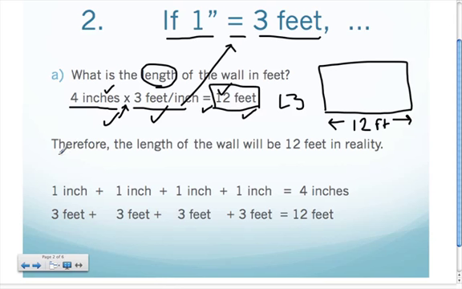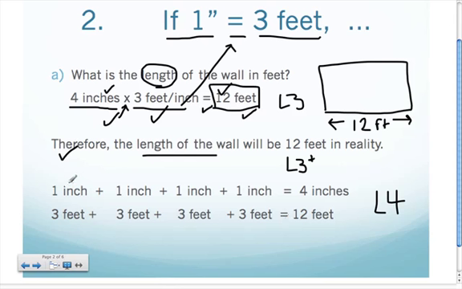Including a therefore statement to clarify what their answer is showing brings it to a level 3+. So we've got, therefore, the length of the wall will be 12 feet in reality. The reason why this brings it to a level 3+ is because the individual has shown what it is they are finding. And if someone didn't know how to do the question, they would understand what the numbers in the question mean.